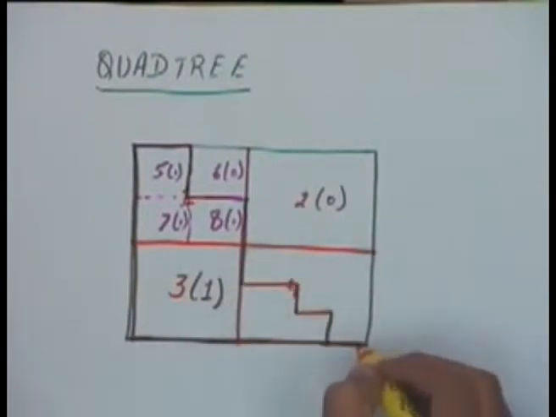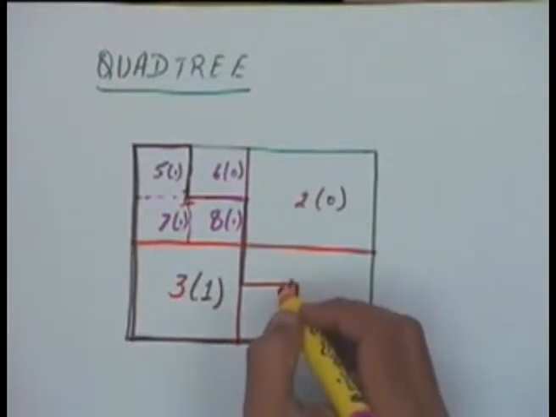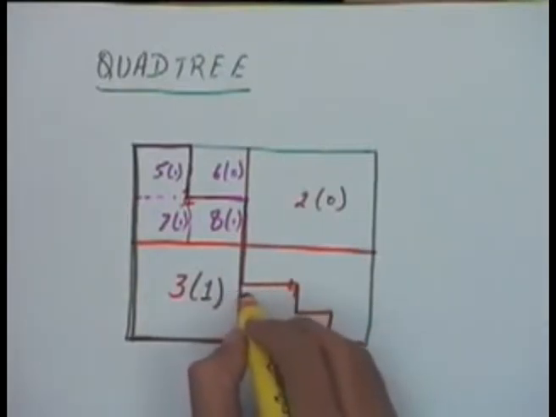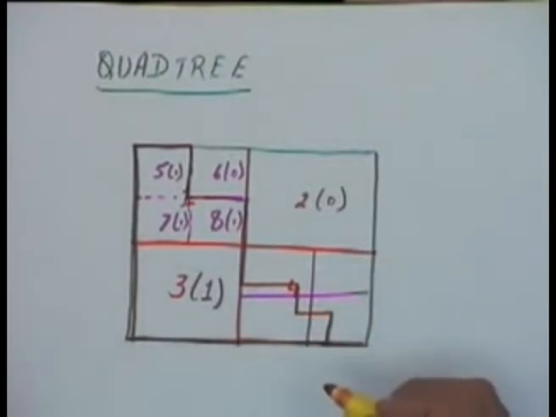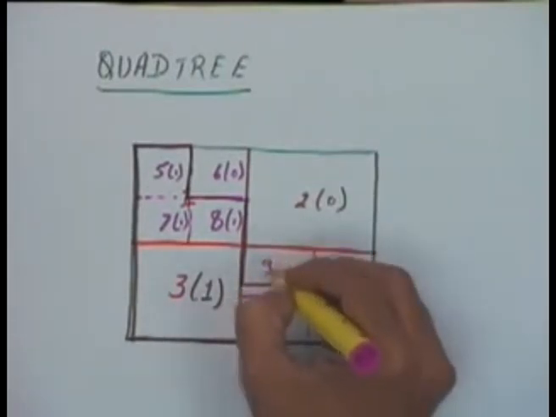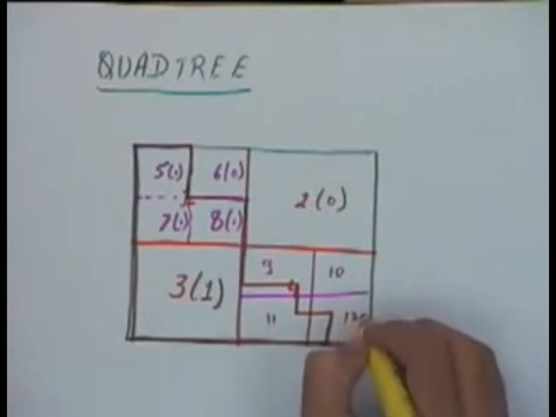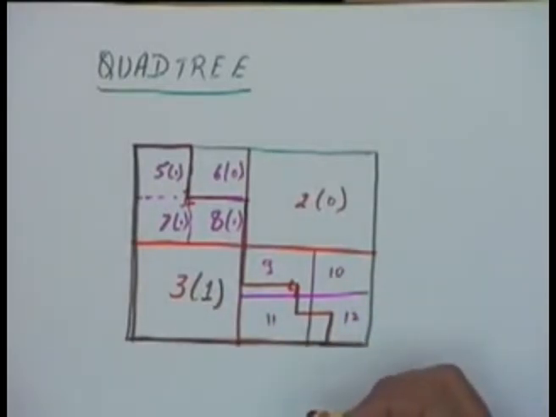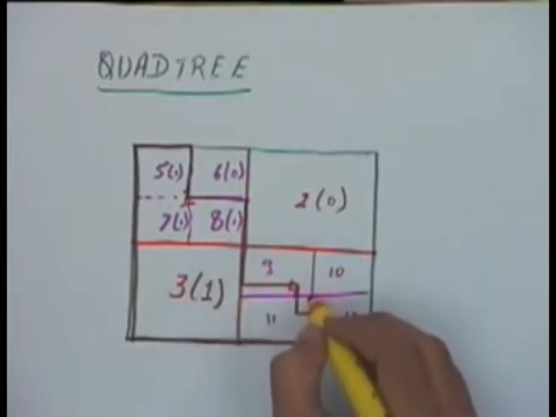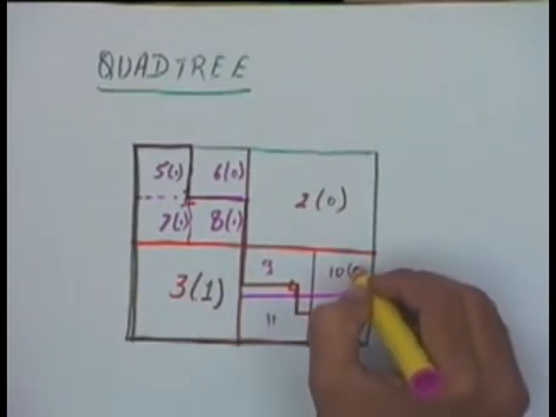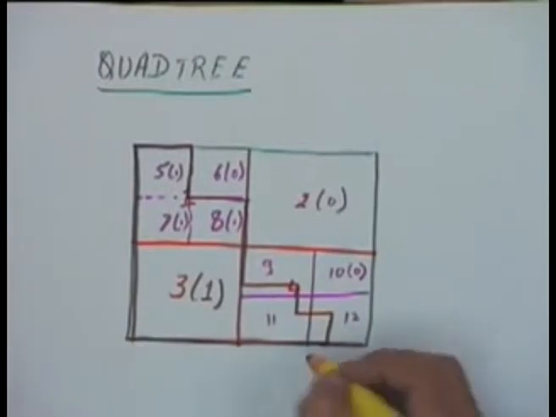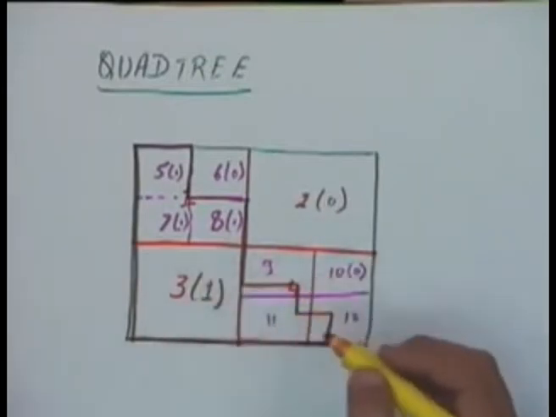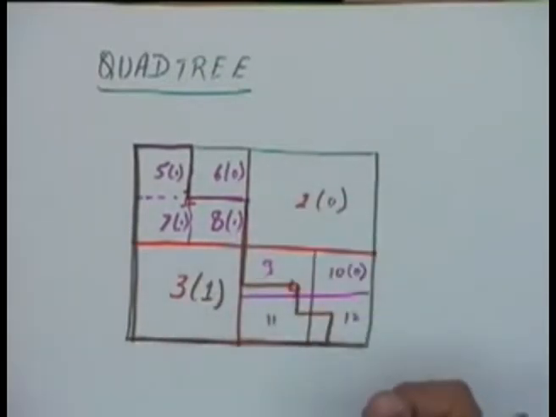Similarly, I will again divide region number 4 into 4 parts, because region 4 is partly inside and partly outside. Let us say this becomes something like this. After 8, let us say this is 9, 10, 11 and 12. Region 9 I cannot decide, but 10 is totally outside, so I will give it a 0. 11 I can't decide, and 12 also I can't decide. So I will take 9 and divide it into 4 parts, and we continue this way.